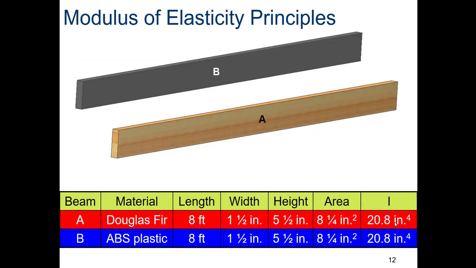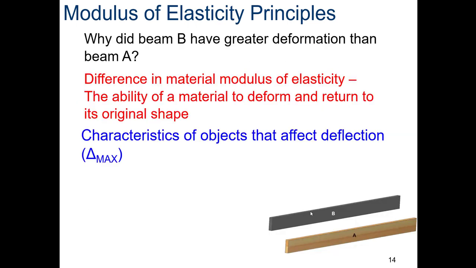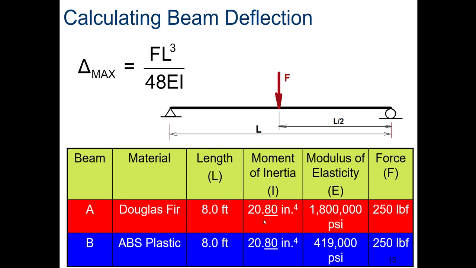They gave it to us, 20.8, but we could have found it ourselves. If they didn't give it to us, we could have found it because we would have done height cubed times base divided by 12. But they gave it to us in this chart, and they're saying that Douglas fir has an 8-foot length and a moment of inertia here. E, the modulus of elasticity, for our equation, they're giving us.